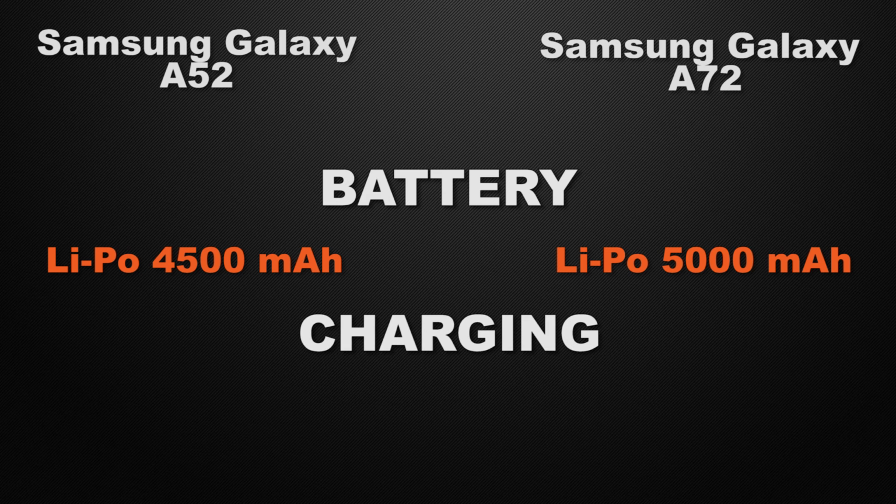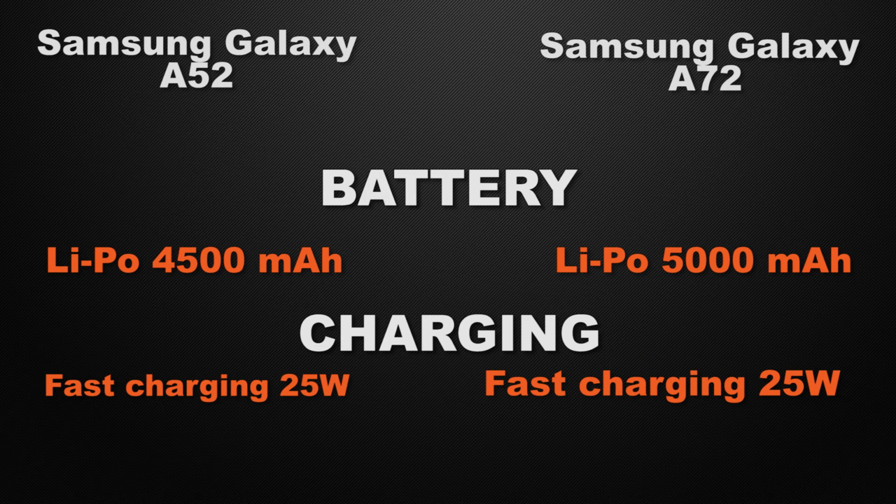Let's talk about the charging speed of the devices. A52 comes with 25 watts of fast charging. On the other hand, A72 also has 25 watts of fast charging. So again, it's a tie here because both of the devices can charge up your device faster.